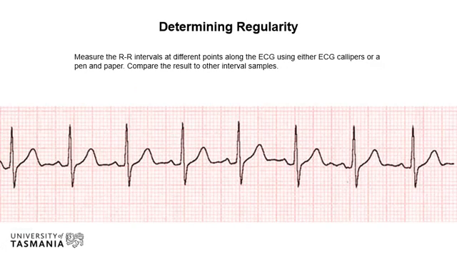The next step is to determine the regularity of the ECG. This is done by first measuring an RR interval. So pick an RR interval or a few, and you can measure them with either ECG calipers, or you can put a piece of paper up to the RR interval and mark it on that piece of paper, and then slide it along to the next interval or the subsequent intervals and see if it matches and remains similar.